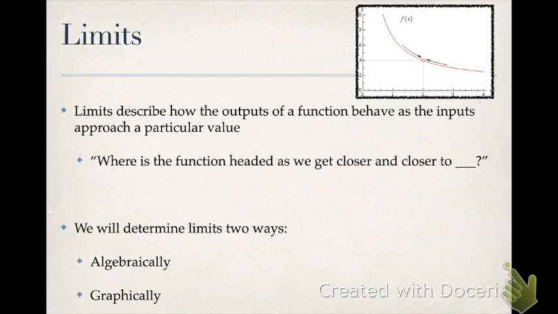So where's a function headed as we get closer and closer to some x value, whatever our variable is? If you look at our picture here up on the upper right, you'll see we're getting closer and closer to 2 on the x-axis, and you'll notice that our y gets closer and closer to 4. We don't care what actually happens at 2, we just care what happens as we get closer and closer to 2 from both the left and the right sides. We can determine the limits two ways. We can do it algebraically or graphically like our picture.